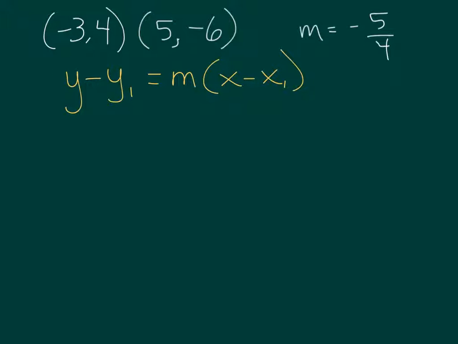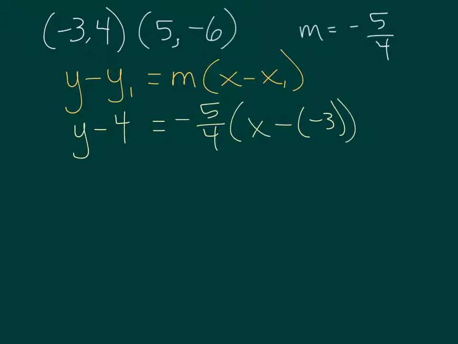So now I'm going to plug in. It doesn't matter which point I'm going to use. I'm going to use this point right here to plug into the formula. So I'm now going to write y minus 4. And again, I'm getting that 4 because of that value right there, my y1 value, equals, my slope is negative 5 fourths, x minus a negative 3. And I'm going to go ahead and write that double in there so you can see that. So this becomes y minus 4 is equal to negative 5 over 4, parentheses, x plus 3.